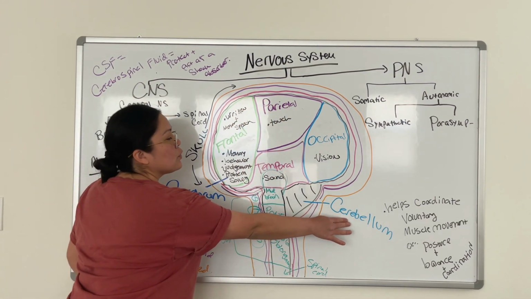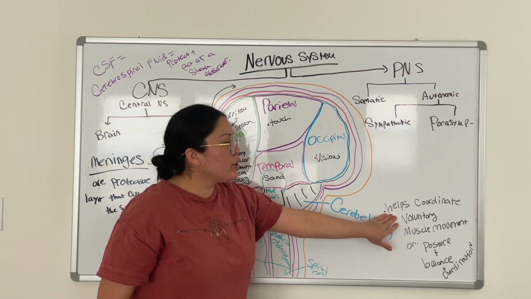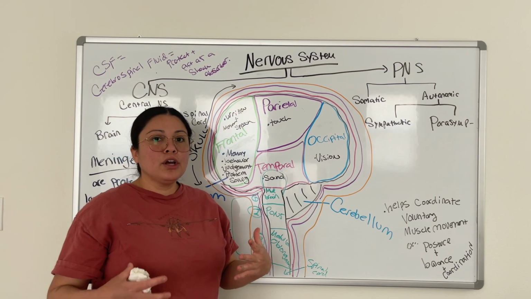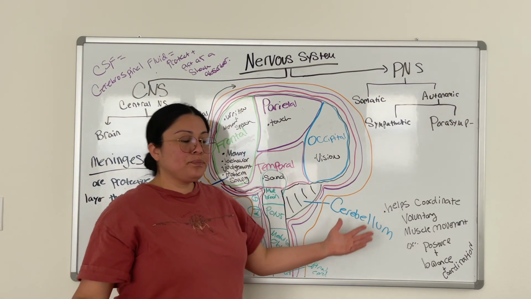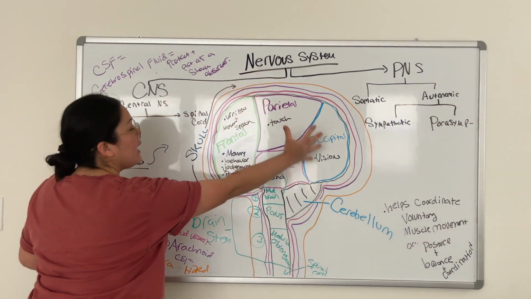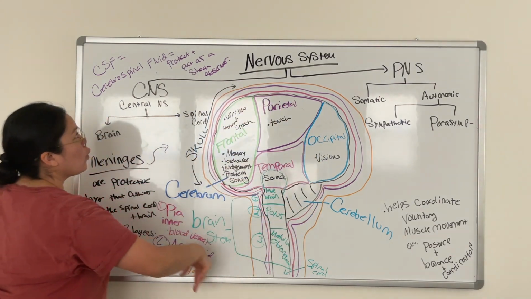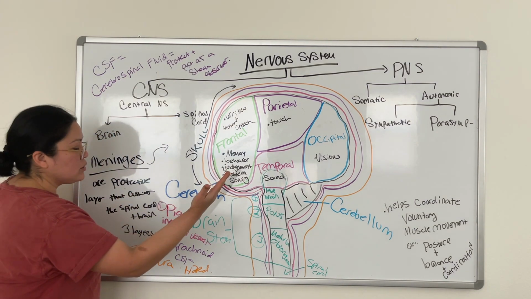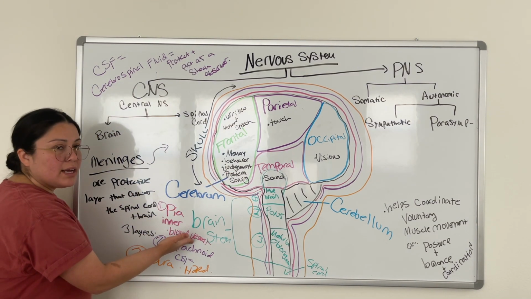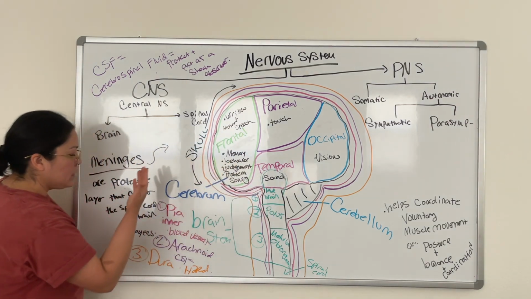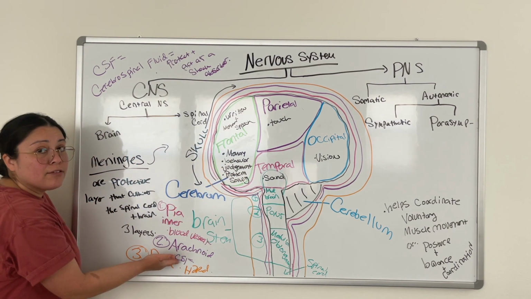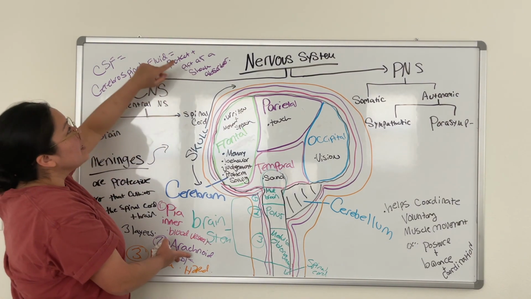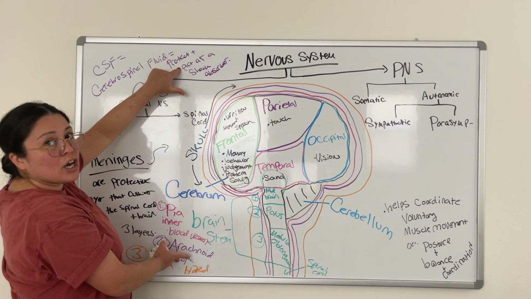Generally. So cerebellum is going to help coordinate voluntary muscle movement. In other words, it's going to help with your posture, your balance, coordination, okay? We've got two protective things going on here. One are your meninges. There's 3 layers. Your innermost layer is your pia, which has blood vessels. Your second layer is your arachnoid, which has CSF fluid. What is CSF fluid? It's a fluid that protects and acts as a shock absorber.